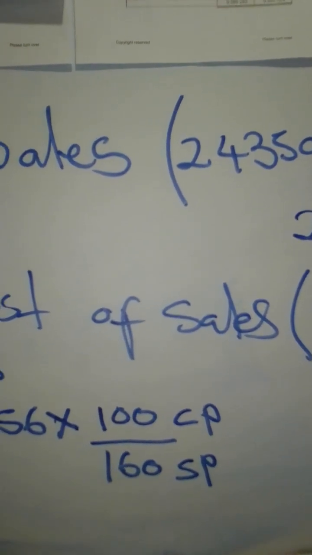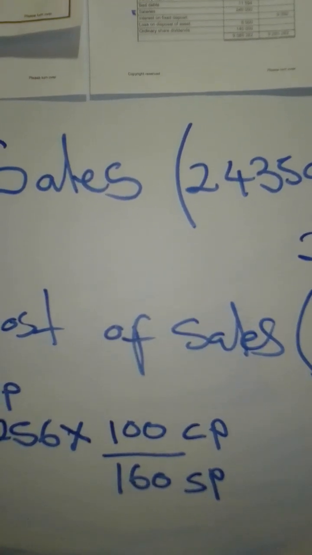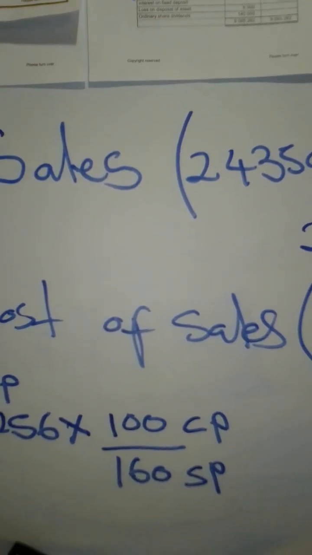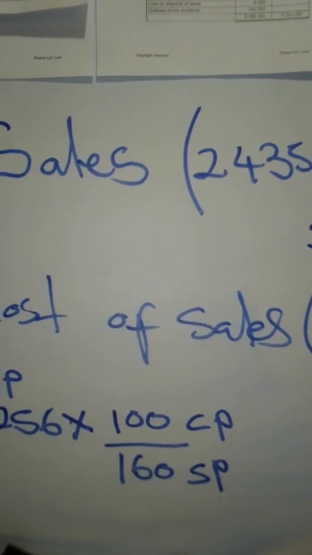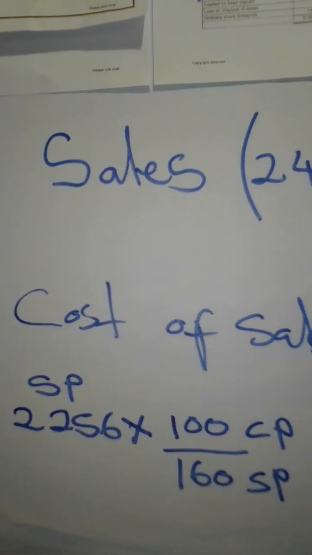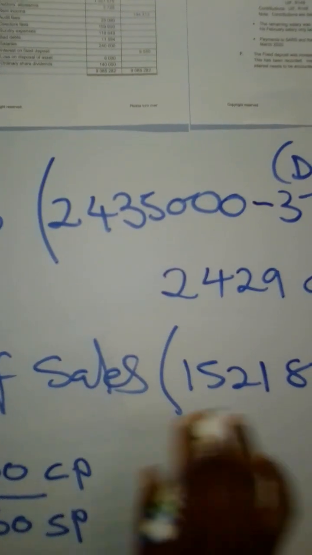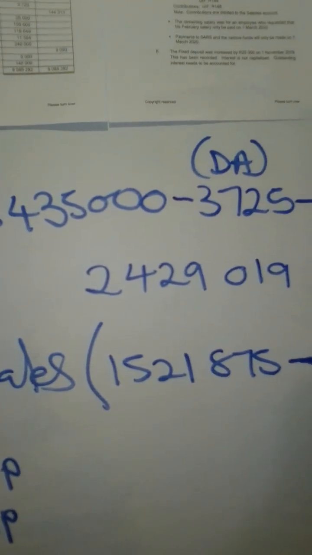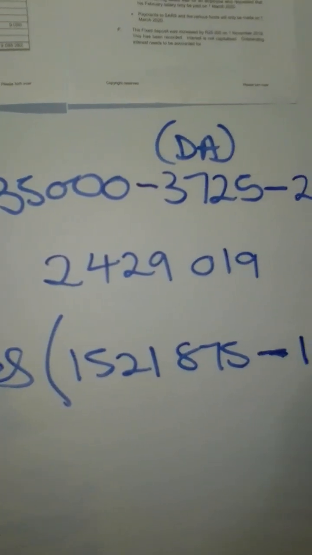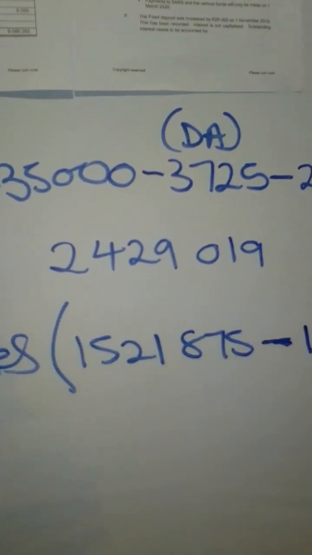Okay, when we say 100 over 160 times 2,256, we are going to get 1,410. So in other words, we are going to adjust our cost of sales by 1,410. Remember, this stock is no longer a part of the cost of sales. Why? Because it was returned.